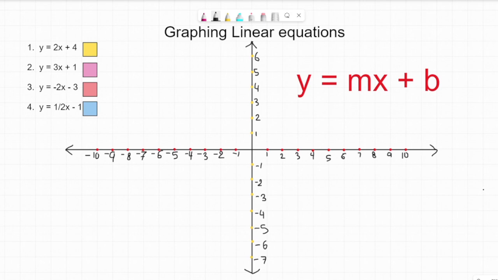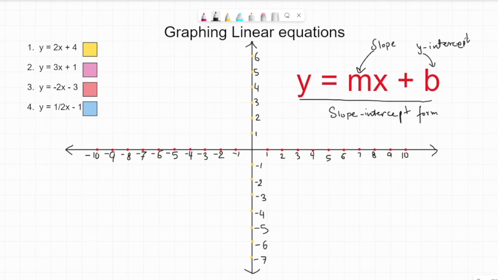The equation which we have to graph is written in this form, which is known as slope-intercept form. In this one, M stands for slope or gradient and B stands for y-intercept. So if you see an example here, the first one, y equals 2x plus 4. 2 is the slope of the line and 4 is the y-intercept.